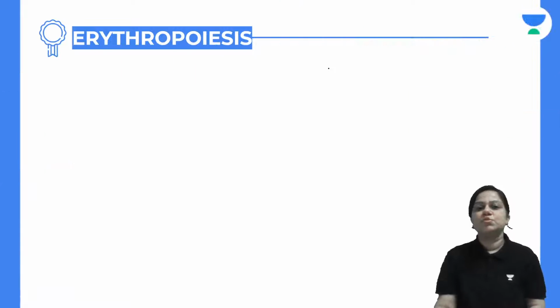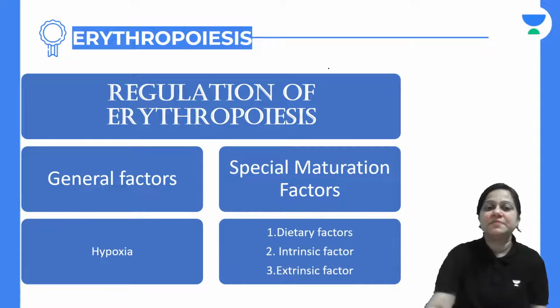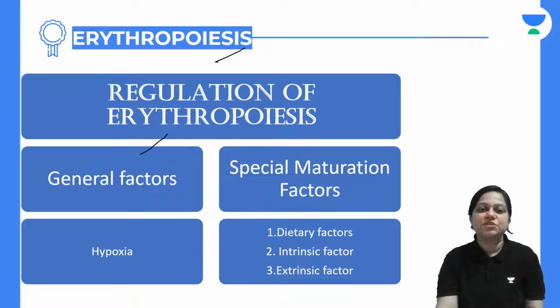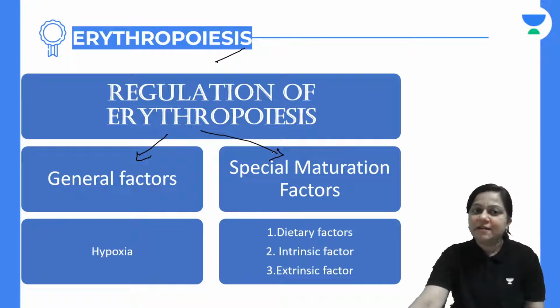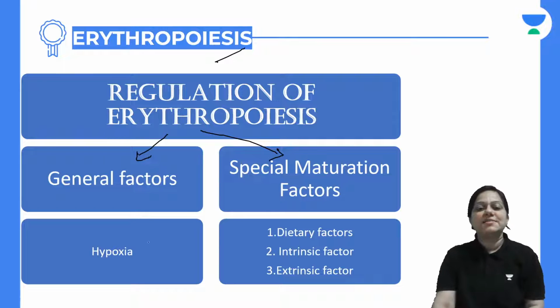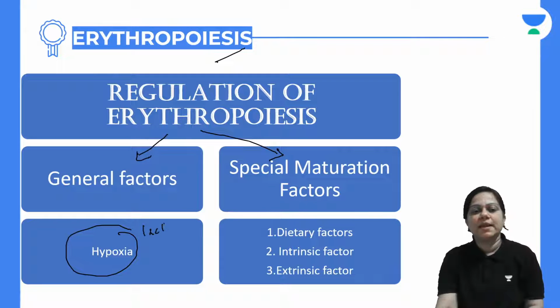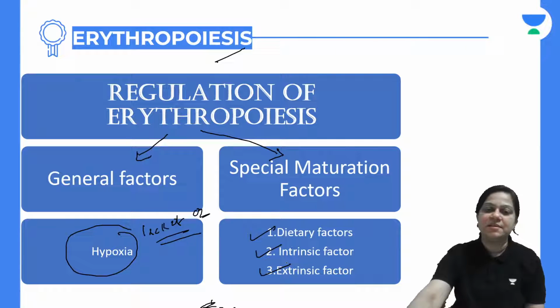Now come to the regulation of erythropoiesis. How is erythropoiesis regulated? There are various factors: general factor and special maturation factor. General factor means the one which affects the entire process overall. That is hypoxia. Hypoxia means lack of oxygen at tissue level. Special maturation factors like dietary factors, intrinsic factor and extrinsic factors, I will be discussing in detail.